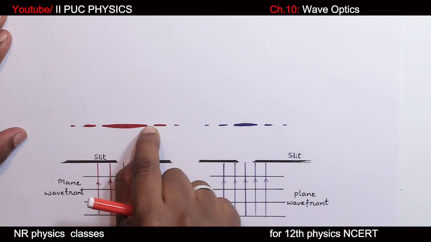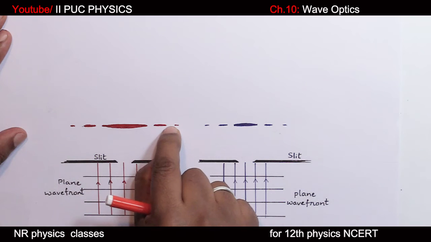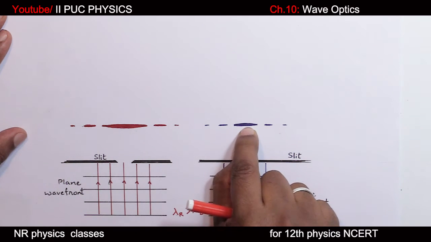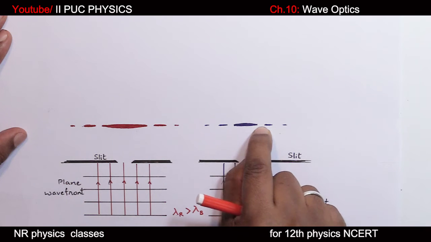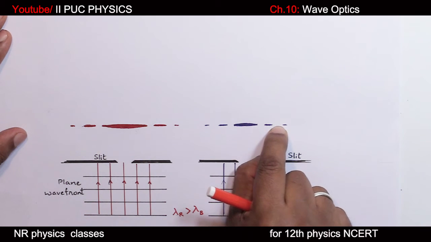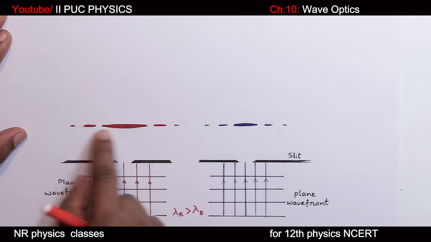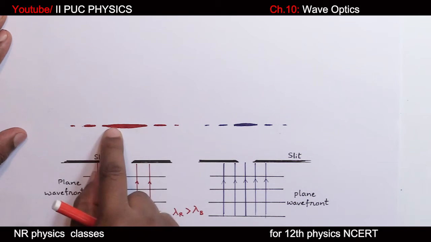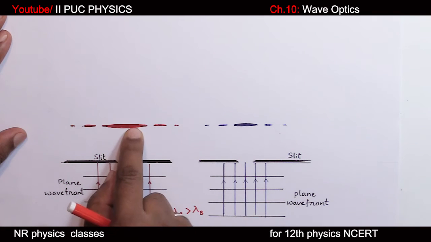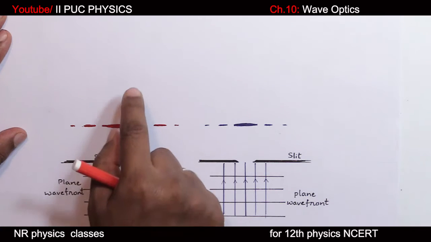This is first minimum, first maximum, second minimum. Minimum means 0 intensity. This is second maximum. Similarly, principal maximum, first minimum, first maximum, second minimum, second maximum. So every time we cannot keep shading the diffraction pattern. Instead of that, we prefer graphs. So let me plot a graph. Let me represent this pattern using a graph.